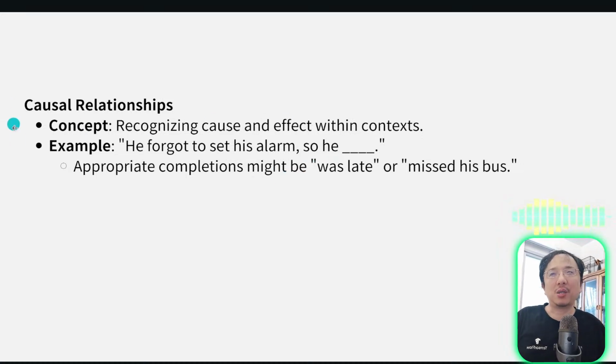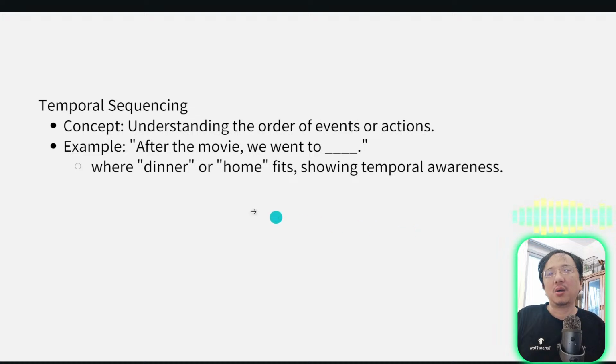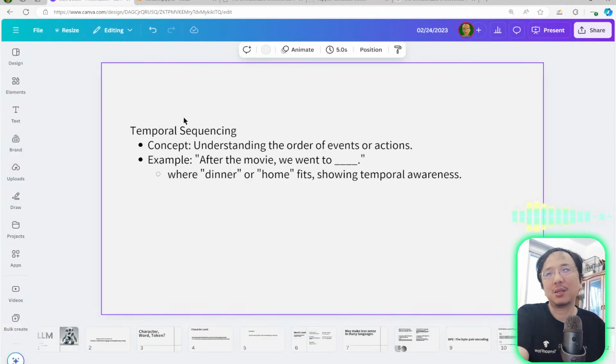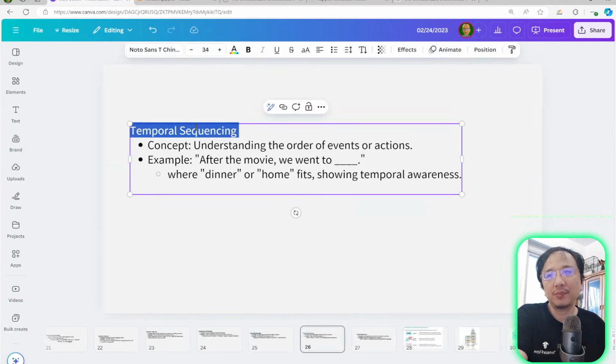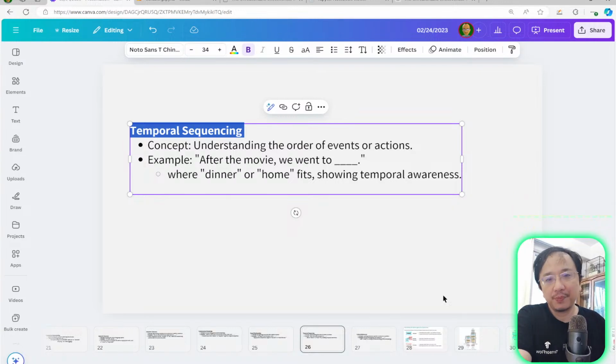So it may also understand some causal relationships, because it must know them in order to complete the sentence properly. And also, it may have some temporal knowledge, like knowing the temporal sequence, the order of events. I probably should put this as a both.